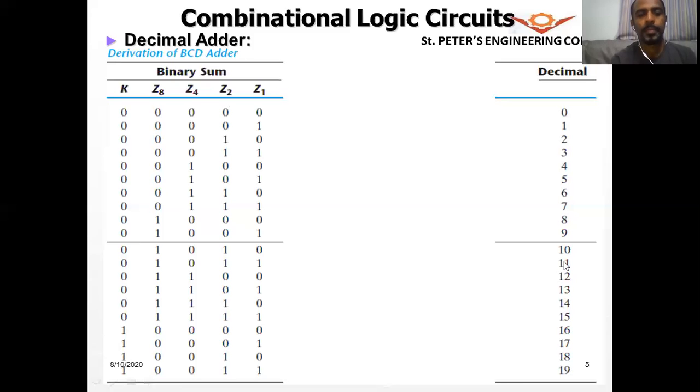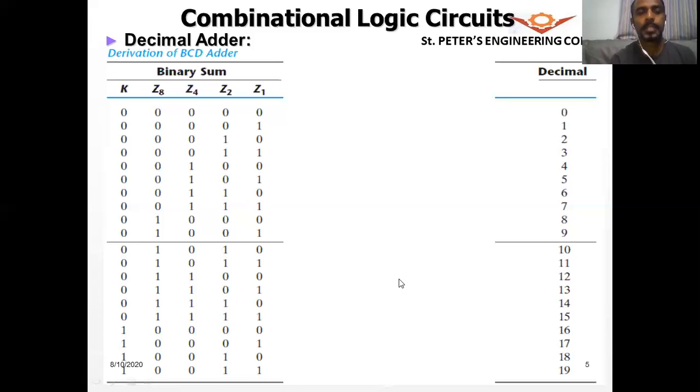Okay, so for 10, I now have 2 digits. So for representing 2 digits, how many binary bits do I require? Anybody? I would be requiring 8 binary bits. Why? Because each digit I am going to represent using 4 binary bits. So to represent this decimal number 10, I would require 8 binary bits. Okay. So that is how we will be representing.